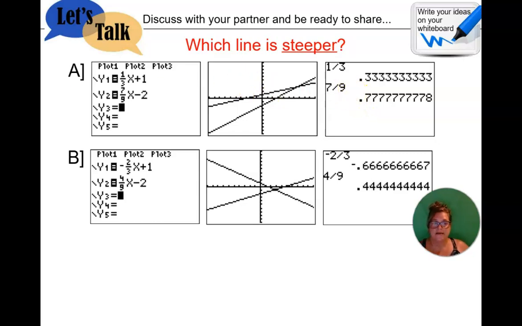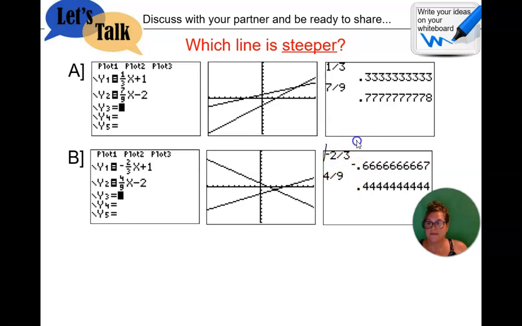When we're looking at the slope of a negative line, we want to think about the absolute value of that slope when we compare it to the one with a positive value, because it's the magnitude or the size of the number that's going to tell us which is steeper.